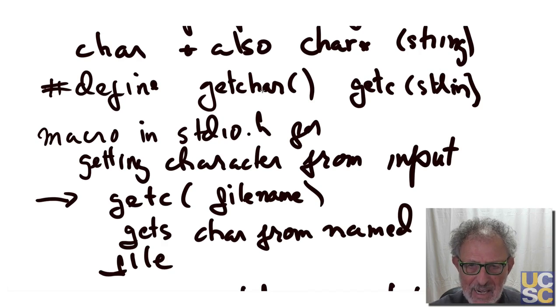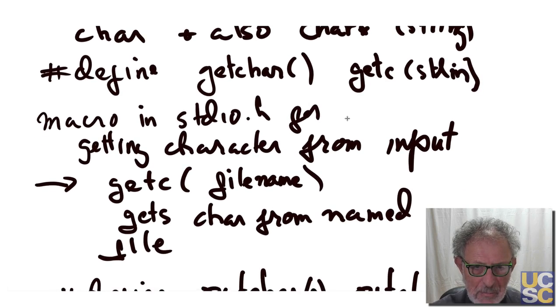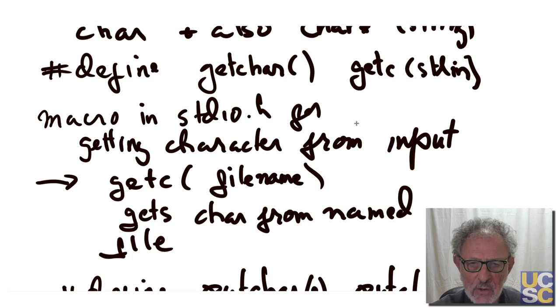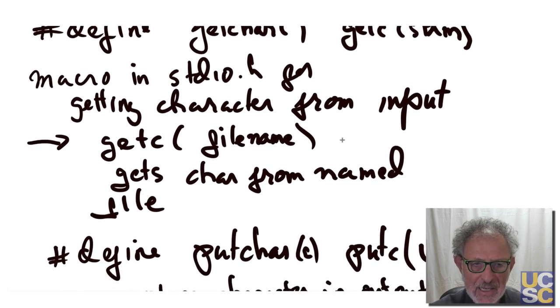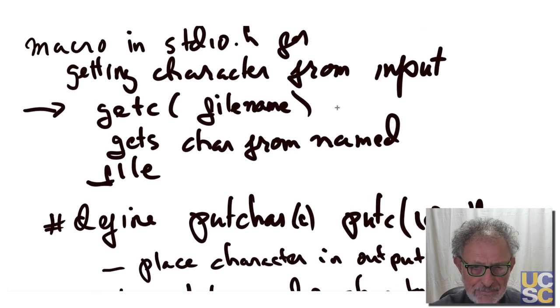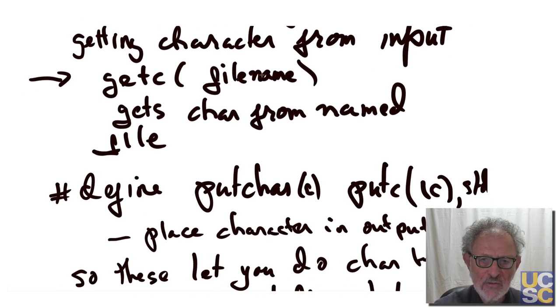So if you want to get a character from the keyboard, you can use getchar, or you can also use getc of stdin. But getchar is a little simpler. Why bother with what's otherwise a standard name? So this is a macro. It exists in the standard IO library, and it helps getting characters from input. You can generally use getc with a file name, and we'll see when we start processing files how useful something like that is.